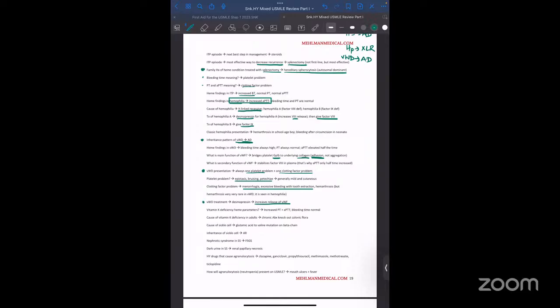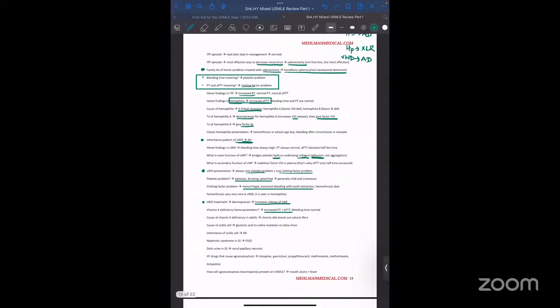Then vitamin K deficiency, heme parameters. Vitamin K is responsible for factors 2, 7, 9, and 10, right? So PT and APTT are increased. Bleeding time is normal. This is very important because bleeding time is a platelet problem. So here platelets are okay. It's the factors 2, 7, 9, and 10.